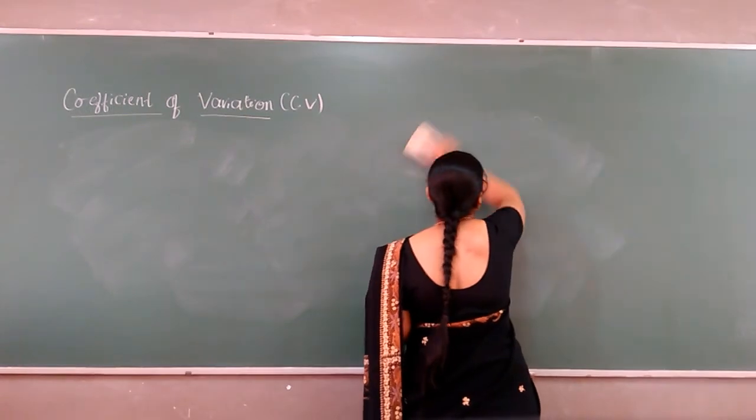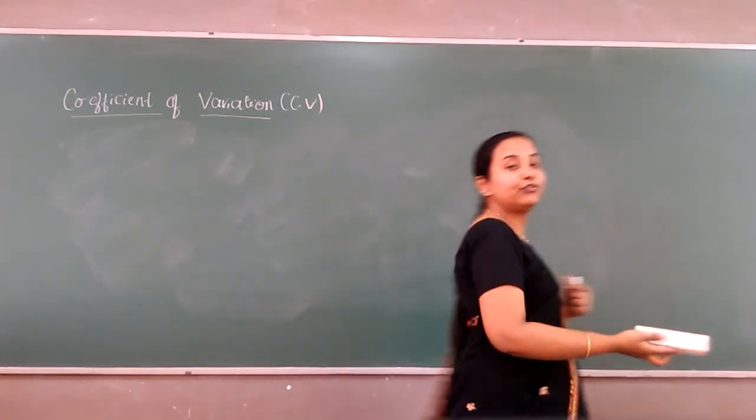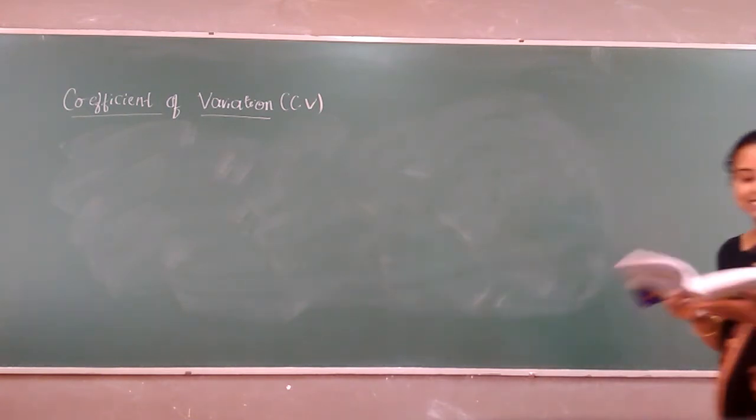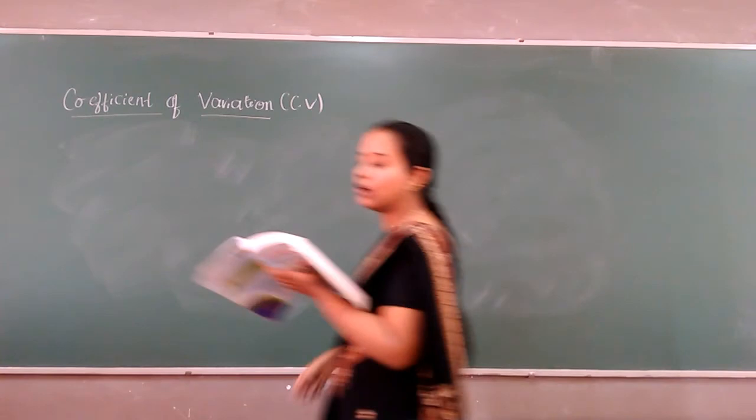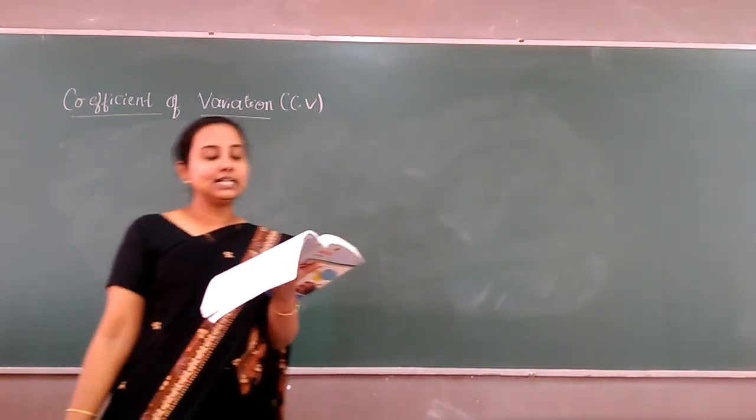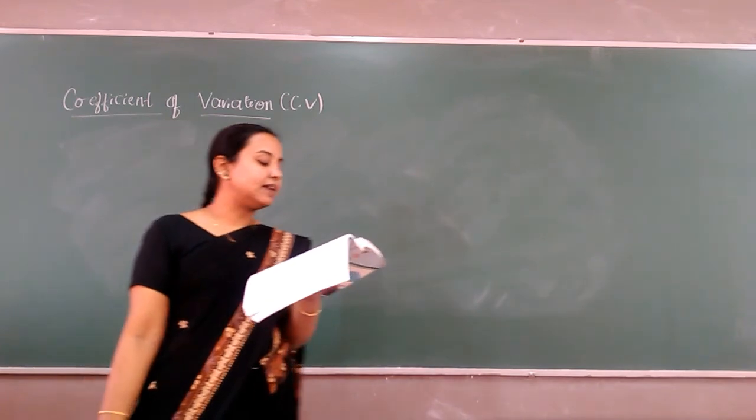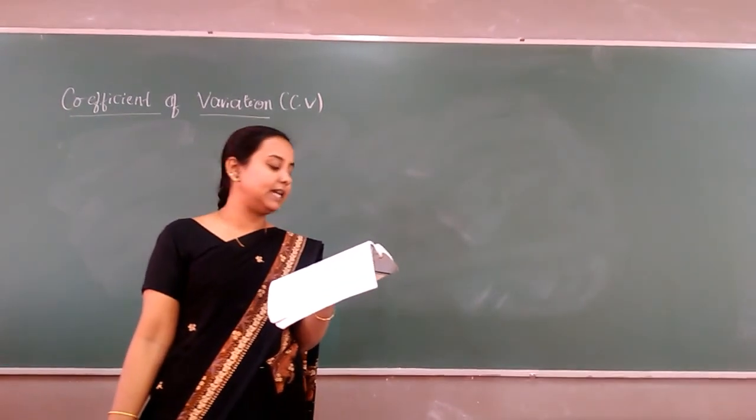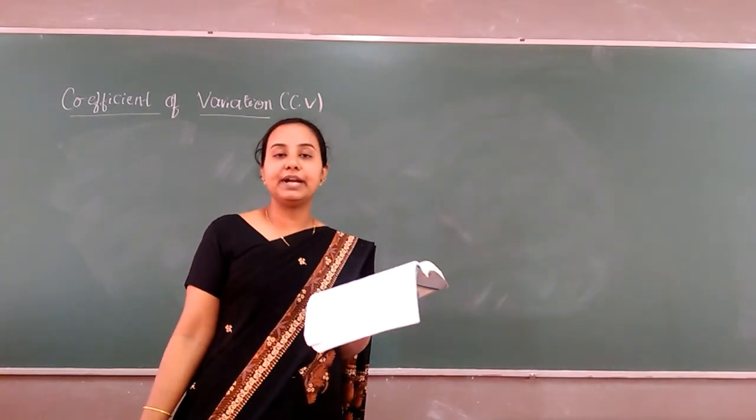Now onwards, we will always have two different datas. Okay, so what does example 14 say? Example 14 says the coefficient of variation of two distributions are 60 and 70, and the standard deviations are 21 and 16 respectively. What are their arithmetic means?